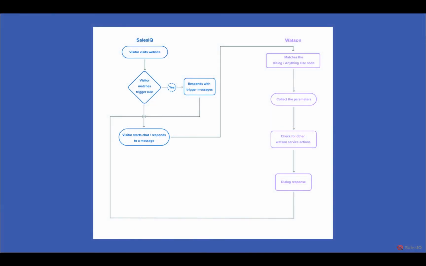So when visitors are triggered with a message and they respond to it, the Watson engine is going to match the dialogue or the anything else node, following which it will collect parameters, check for other Watson service actions, and respond with the dialogue response. So that's how the Watson platform functions.